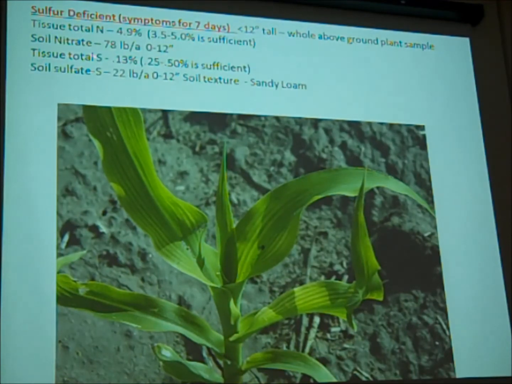And then we looked at the tissue sulfur levels, 0.13%, with the sufficiency range supposed to be 0.25 to 0.5, so it was half of what the low end of the sufficiency range was. And the sulfate soil test on a 12-inch basis was 22 pounds, and again, sandy loam soil. So the tissue test told us it wasn't nitrogen, and it was sulfur. The soil test said nitrogen's pretty high, and sulfur is, I don't know, it's hard to define that critical level on sulfur from a 12-inch test. We don't really have that kind of information.